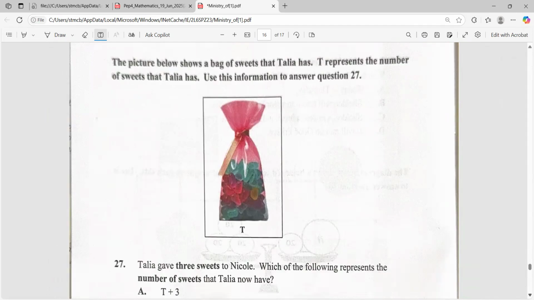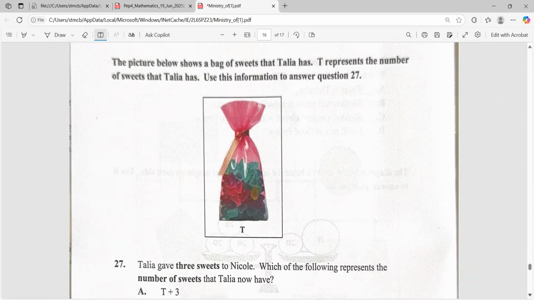All right, the picture below shows the bag of sweets that Talia has. T represents the number of sweets Talia has. Use this information to answer question 27. Talia gave 3 sweets to Nicole. Which of the following represents the number of sweets that Talia now has?